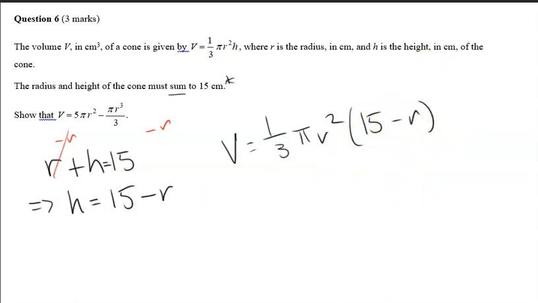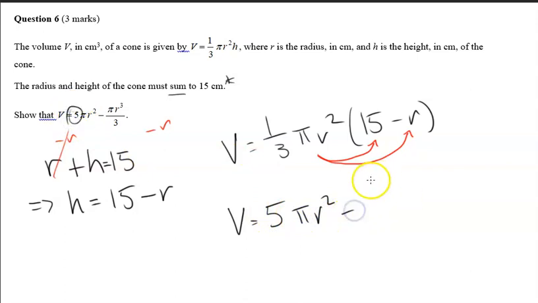That's gone. And this whole thing here is just a term. So we can apply expansion rules to this. So our volume is equal to 1/3 pi R squared times 15. That 15 will just be multiplied by the 1/3. And 1/3 of 15 is just 5 pi R squared, which is where that 5 comes from. Minus 1/3 pi, now R squared times R gives us the R cubed, which is what we see here.